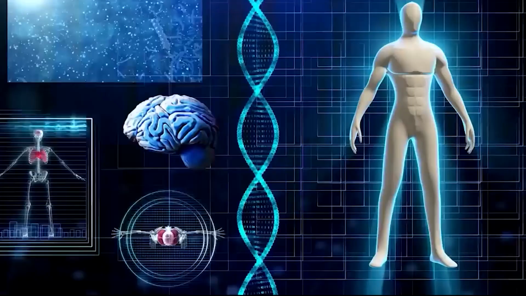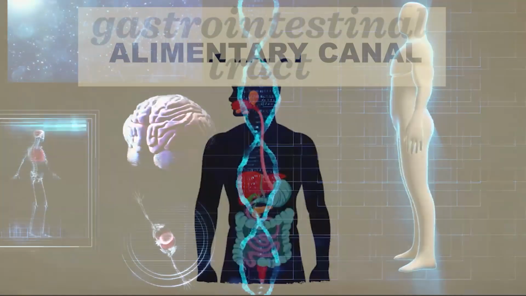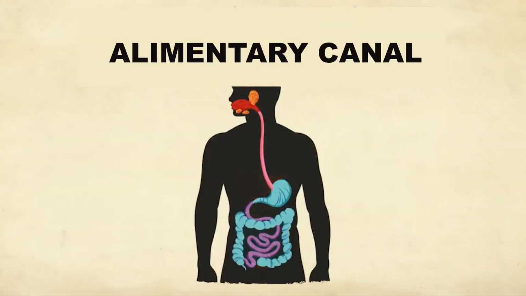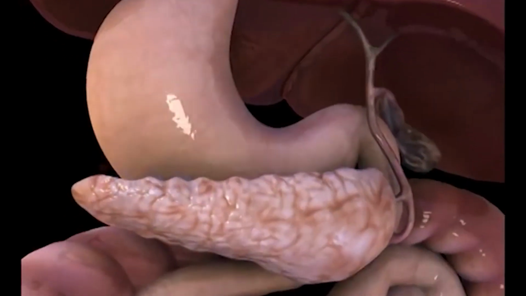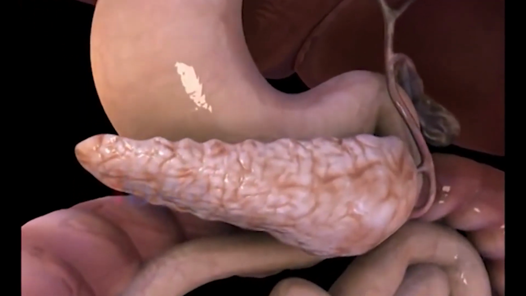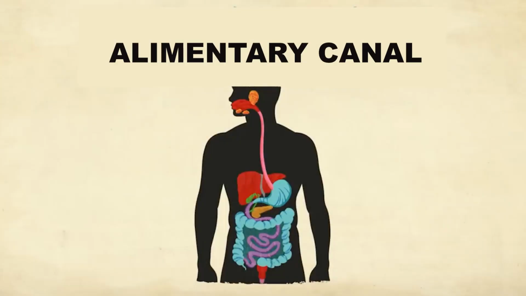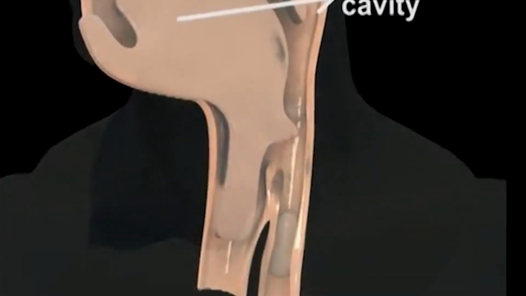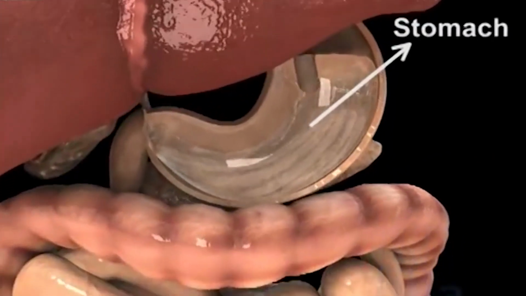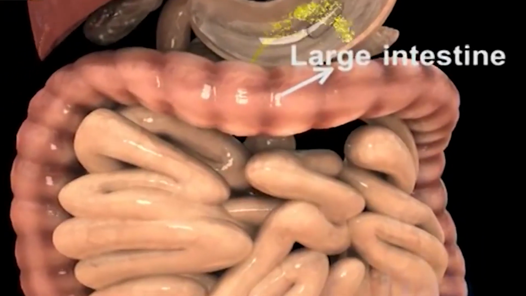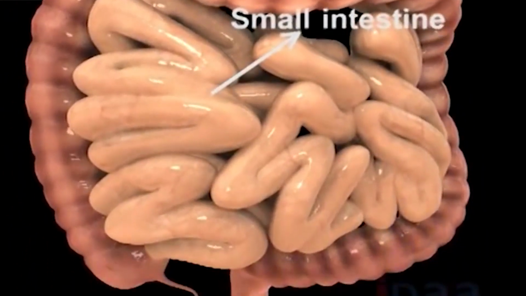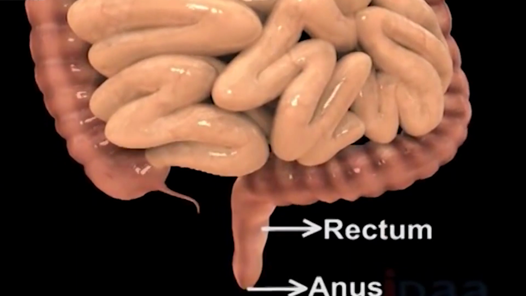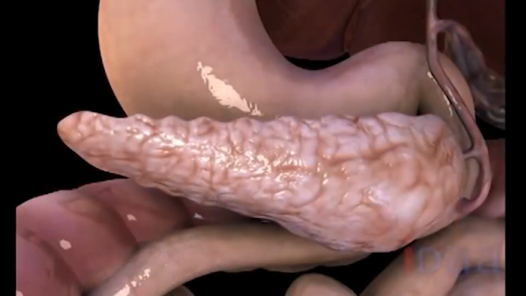There are organs that are associated with digestion. We have the alimentary canal and the associated organs that produce digestive enzymes. This alimentary canal is the passage that the food passes through from the mouth to the anus, and it is made up of the buccal cavity, or you call it the mouth. Then we have the esophagus, the stomach, the small intestine, the large intestine, the rectum, and finally the anus. The associated organs that produce juices are the liver and the pancreas.